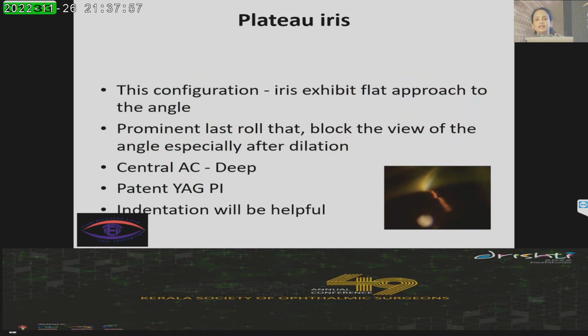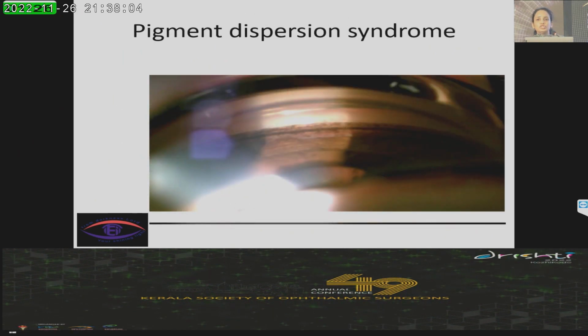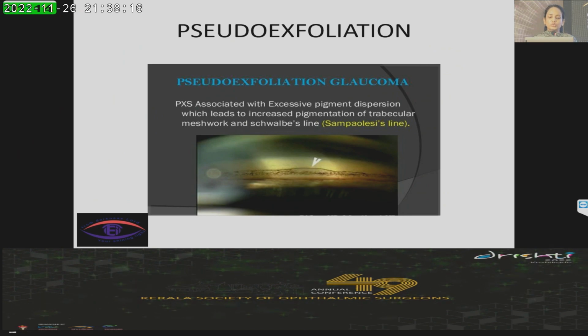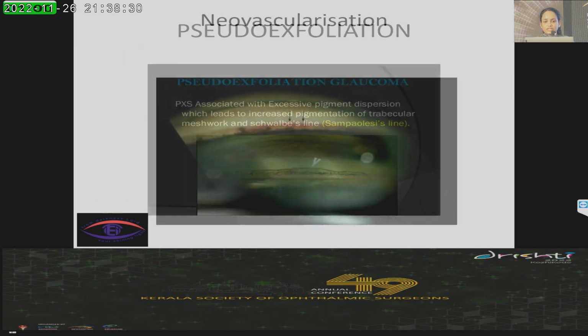Plateau iris: here the iris exhibits a flat approach to the angle, and what we see is a sine wave pattern. In pigment dispersion, you can get a uniformly hyperpigmented trabecular meshwork in all the 4 quadrants, which is referred to as the mascara line. There is also a hyperpigmented Schwalbe's line known as the Sampaolesi line. In pseudo-exfoliation, there is excessive pigment dispersion. However, the trabecular meshwork is not as uniformly pigmented as in pigment dispersion, and here the pigmentation is more in the inferior angle. You can also get pseudo-exfoliative material in the trabecular meshwork itself.